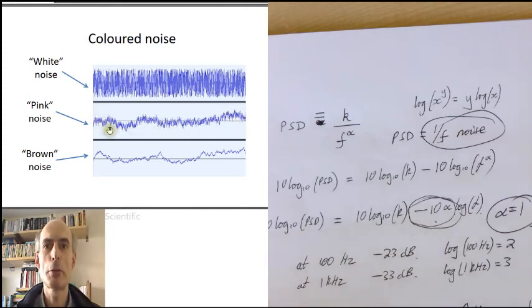There is quite a bit of maths behind the correlation of noise, and there's a relationship between the correlation of noise and the frequency spectrum of noise, but that will have to wait for a future course.